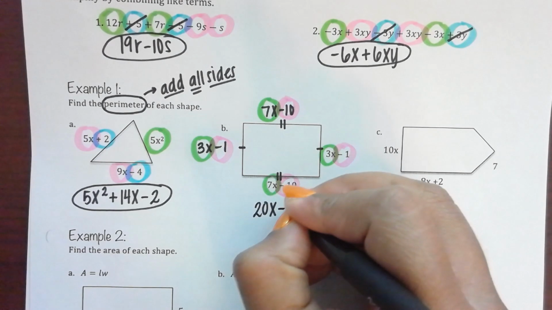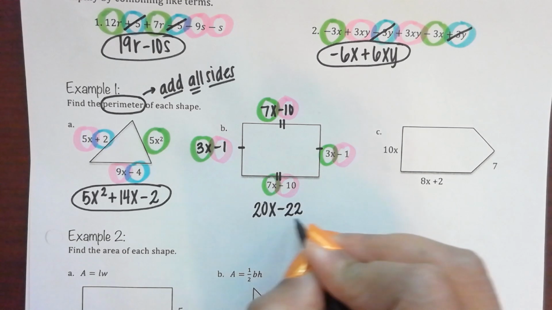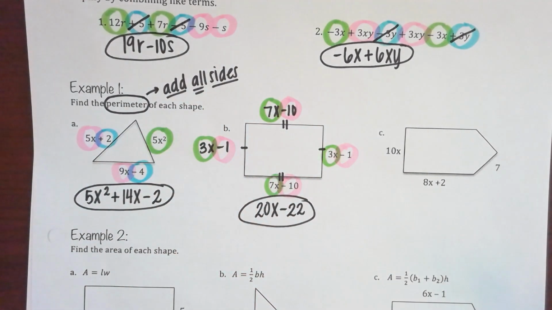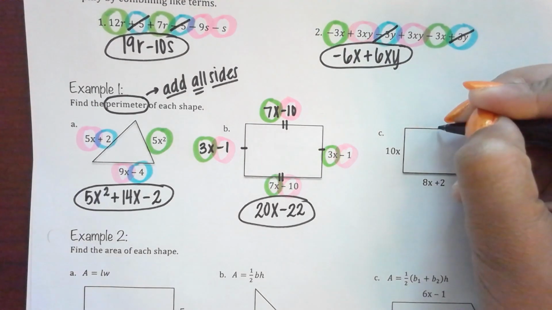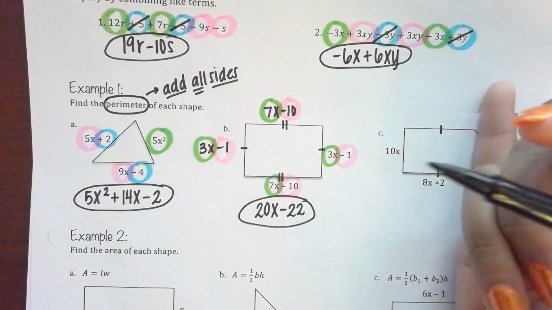Everybody get negative 22? Is this written in standard form? Yeah, isn't the constant last? Yeah. Then you did it right. Any questions there? Looking at this, what is on top of it? Yes, because what shape is this forming if I cut this off?